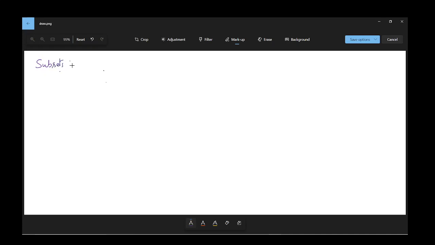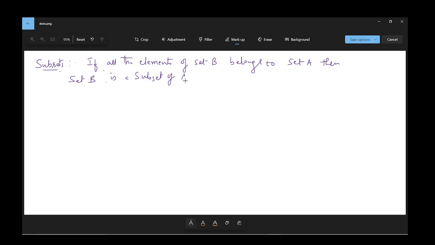Subsets. So we know that if we consider two sets A and B, if all the elements of set B belong to set A, then set B is a subset of A. Notationally, we write B subset of A.